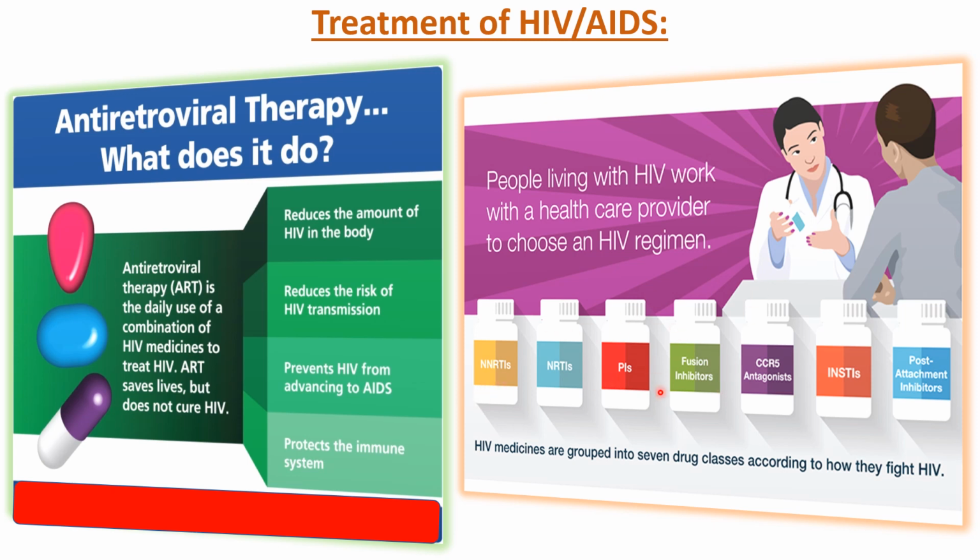Besides this, some types of medications are combinedly used to treat HIV. There are almost 7 drug classes according to how they fight against HIV. One is NNRTIs, second one NRTIs, third one PIs, fourth one fusion inhibitors, fifth one CCR5 antagonists, the sixth one integrase strand transfer inhibitors, the seventh one post-attachment inhibitors. These are the drugs used in combination to fight against HIV.